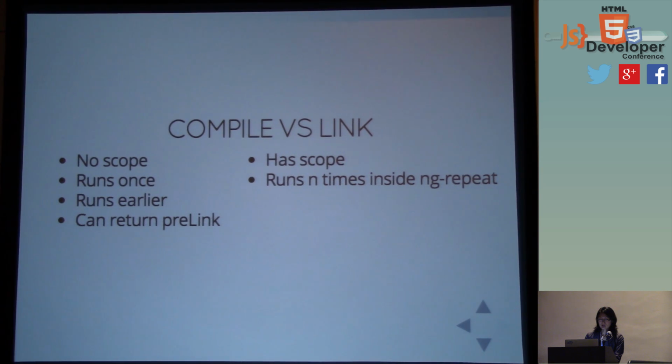And the reason is that compile has a couple of advantages. It only runs once. So if you're doing something that doesn't rely on the scope being there, then you can run it in compile. And if it's included in an ng-repeat, then it only runs once and all of the elements will get it, as opposed to link, which runs n times inside an ng-repeat. So you might be thinking, well, why do I need a directive that doesn't rely on scope?